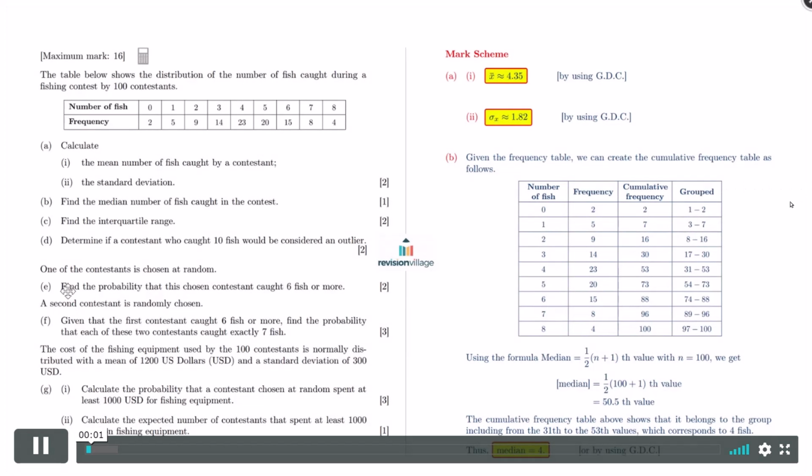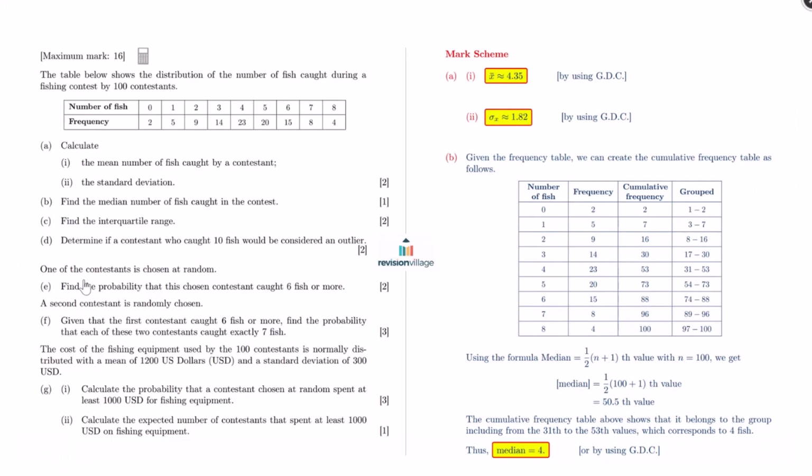Part E, we are told that one of these 100 contestants is chosen at random. So if we were to line them all up and then randomly choose one person, find the probability that this chosen contestant caught 6 fish or more. So looking at the table here, I'm interested in these people to the right that caught 6 fish or more, so 6, 7 or 8. So that's these 15 contestants here, these 8 contestants here, and these 4 contestants here.